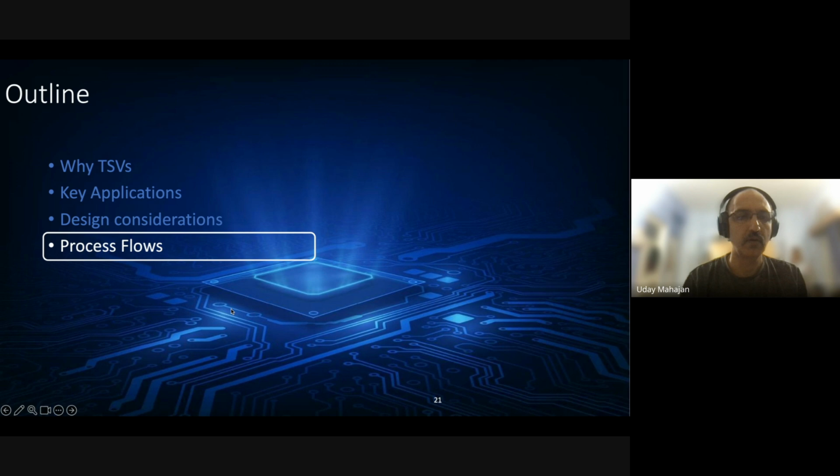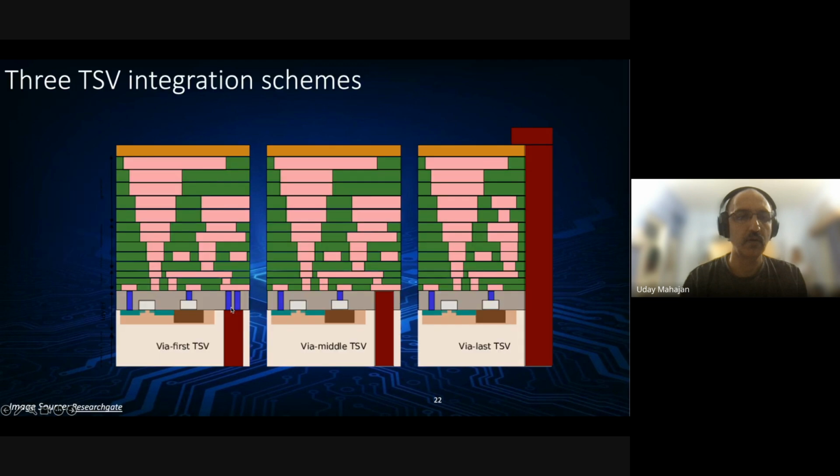So process flows, right? There are three high level process flows. Via first, via middle, and via last. And the name itself tells you what they are. Via first is where the TSV is formed before any devices are created on the silicon wafer. Via middle is in the middle of the process flow, after the transistors and the front end of line is done, but before the back end of line interconnects are fabricated. And via last is, of course, where the TSV is done at the very, very end of the process, usually on a thinned or ground wafer.